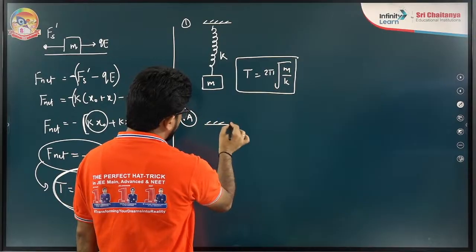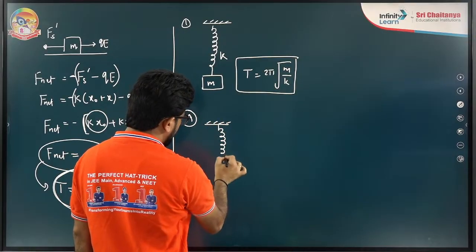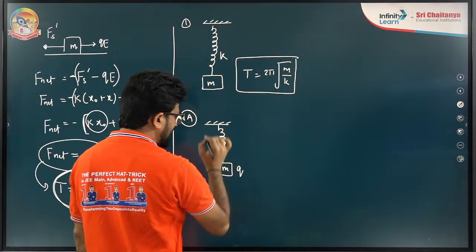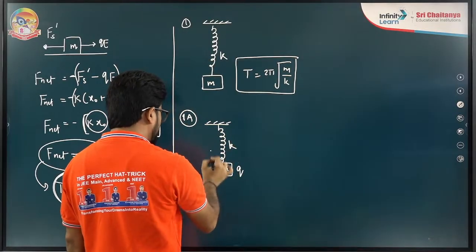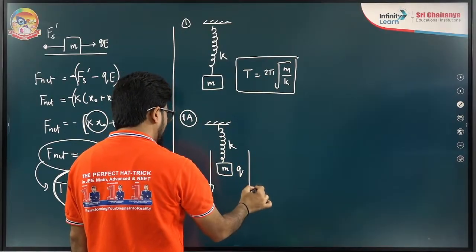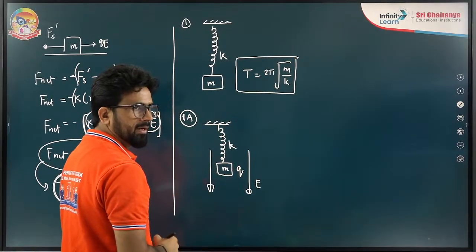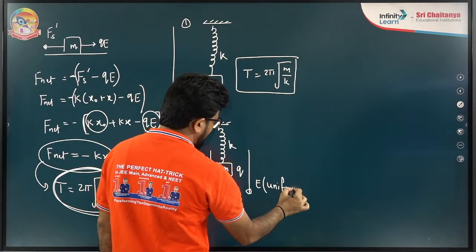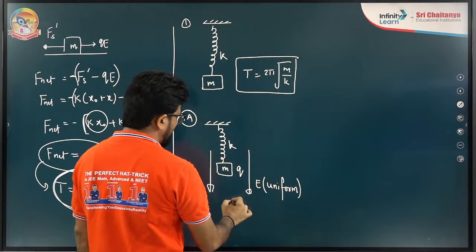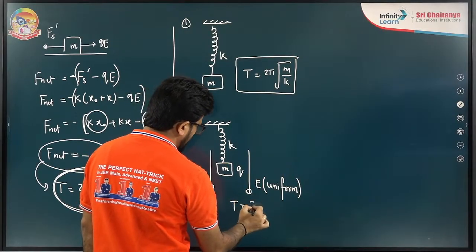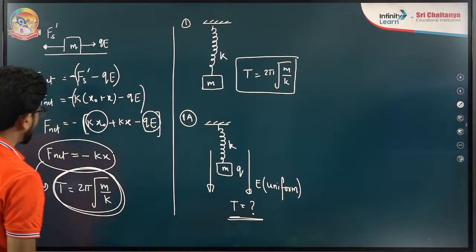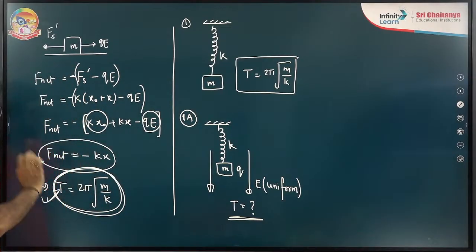Suppose this is the spring mass system, but its mass also has charge q, and the spring constant is k. Now I am applying a uniform field E. Now the question is, what is the new time period? This is the question. So please tell me first, is this line clear or not clear?